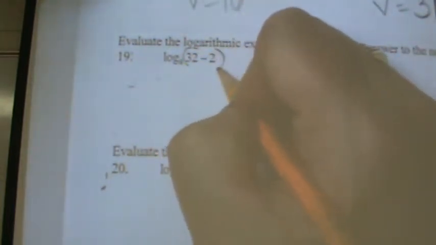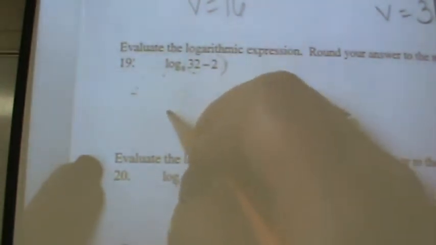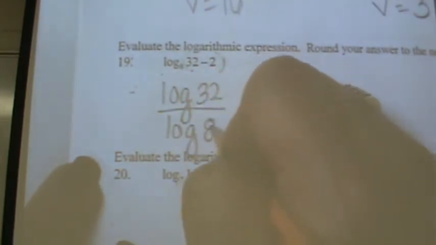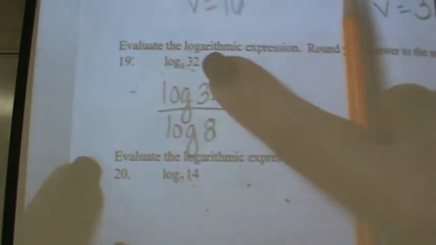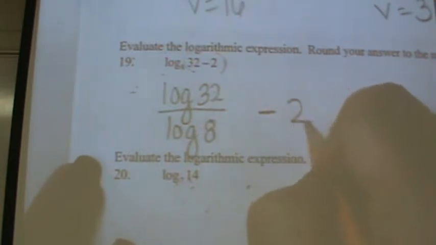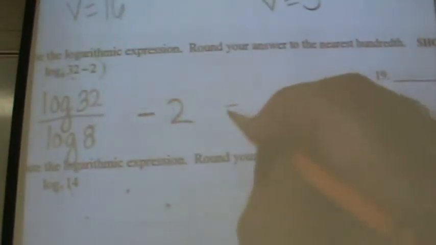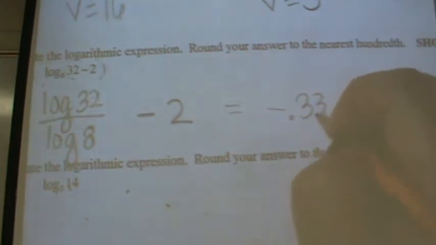Now, for those of you that subtracted, did 32 minus 2, that is incorrect. If this were in parentheses, then you can subtract those two, but they're not in parentheses. So what you have to do is the change of base formula for this. Now, if you type in log, it depends on the calculator that you have, and we've talked about this. That's one way to do that problem, or if you have the Inspire, you can type it in exactly like that. And then you're gonna subtract 2 from whatever you get here. This answer ends up being -0.333.